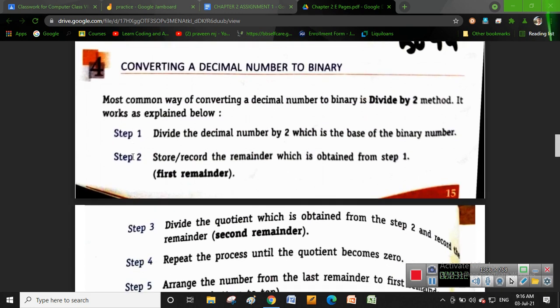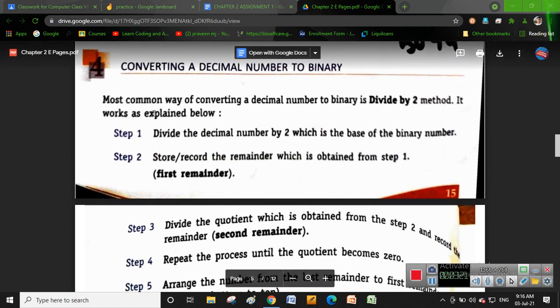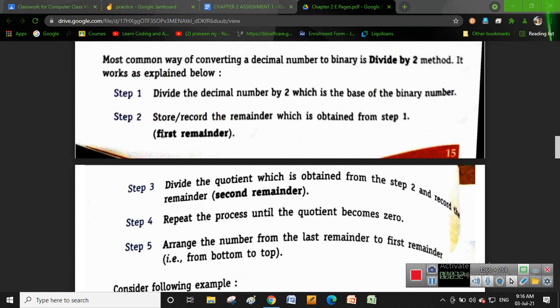We also discussed converting a decimal number to binary. Here they have given one algorithm, a step by step process, which I already showed in the previous video. Again, our aim is to convert from decimal to binary. A decimal number means base 10 and we have to convert it into base 2, which contains only zeros and ones. First of all, we have to divide the decimal number by 2, the base of the binary number.